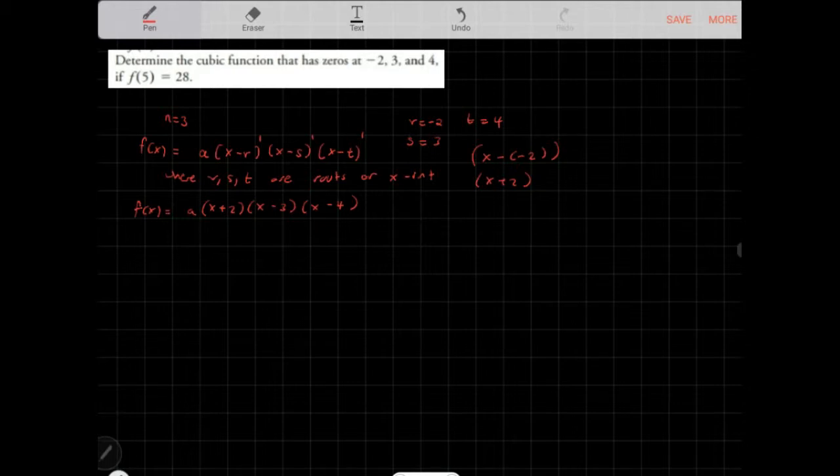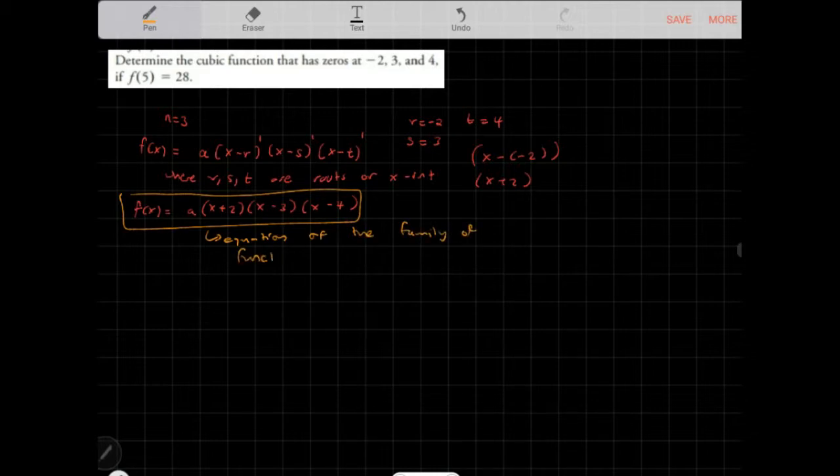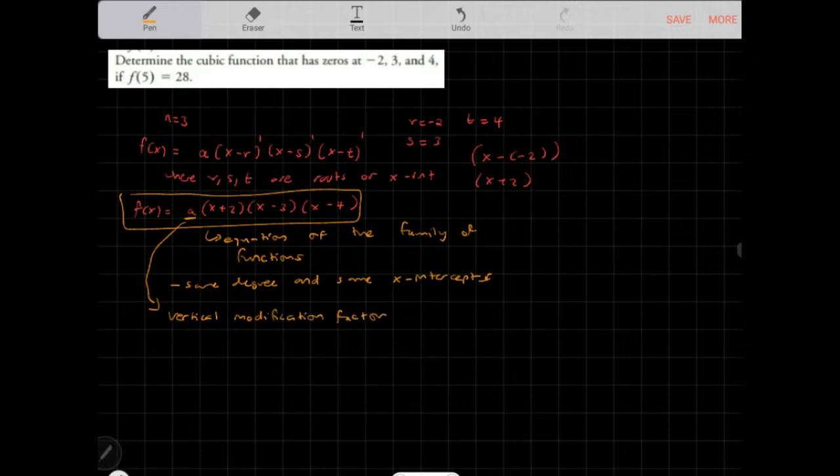Now, this equation represents the equation of the family of functions. And a family of functions is basically a series of polynomial functions that have the same degree and same x-intercepts, right? The only thing that they really differ with is this a value. And the a here is your vertical modification factor. Okay, your vertical modification factor can change, right?